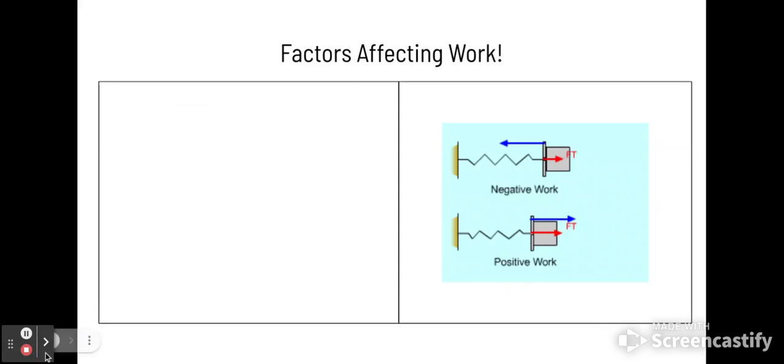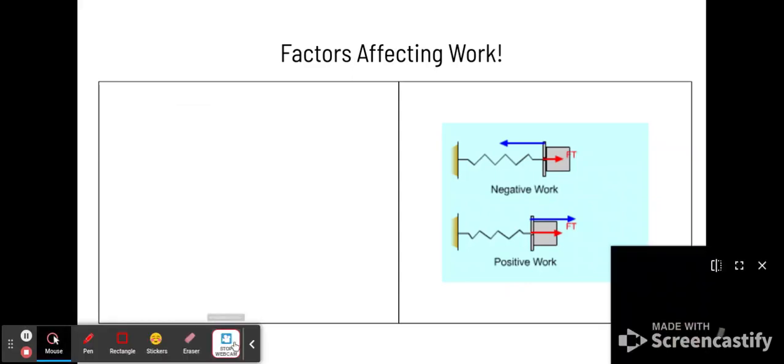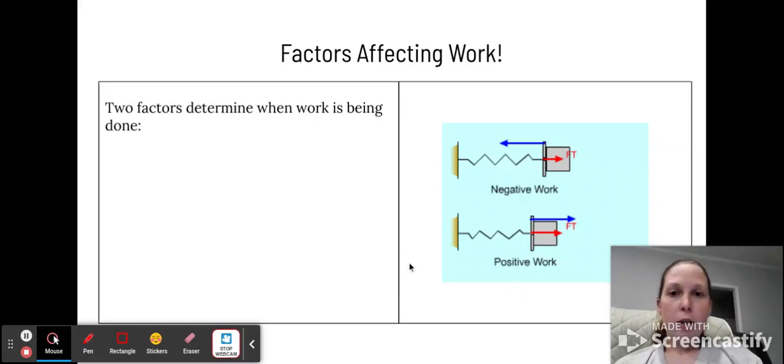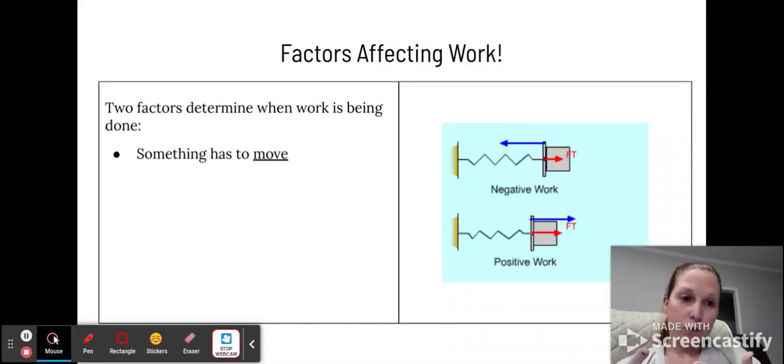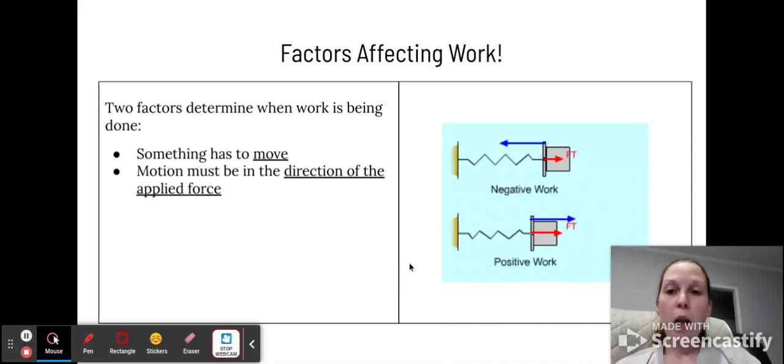All right, so now let's talk about factors that affect work. There are two factors that we look at that determine how work is being done or when work is being done. And the first thing is something has to move. Distance is a component of your work calculation. So if there's no change in distance, so D would be equal to 0, no work is done. And also the motion must be in the direction of the applied force. So if I'm pushing an object forward, your direction needs to be forward.